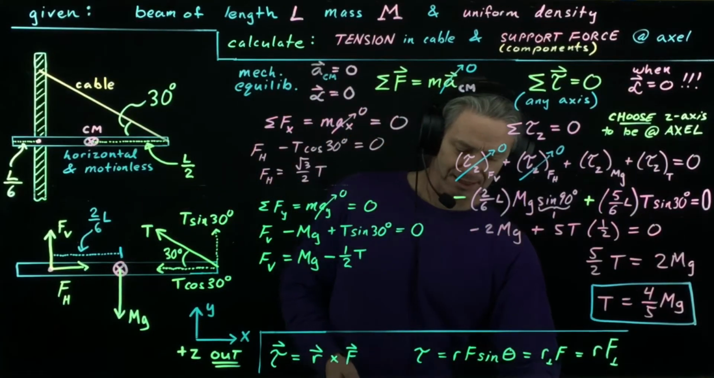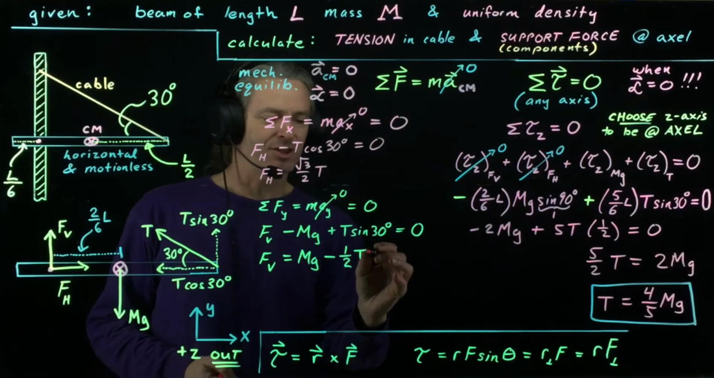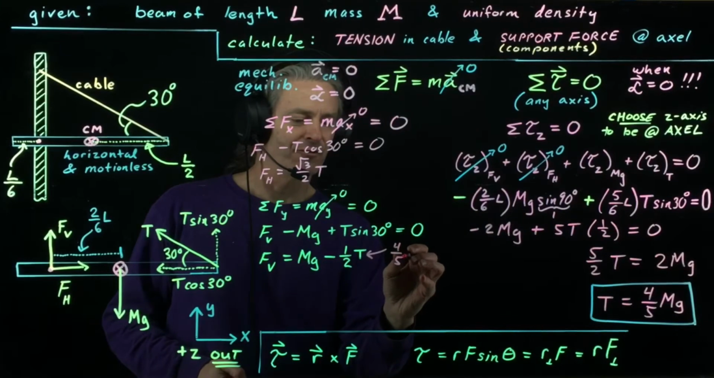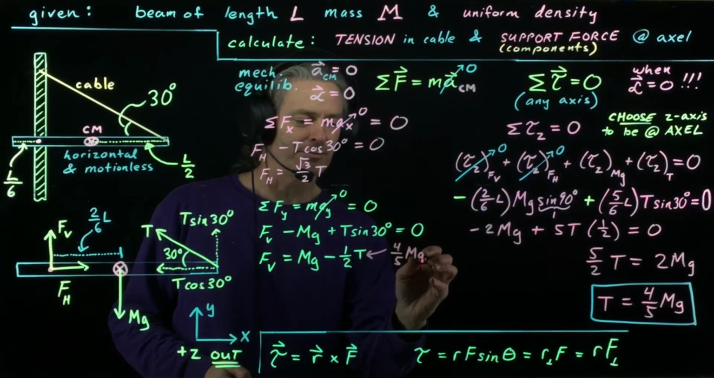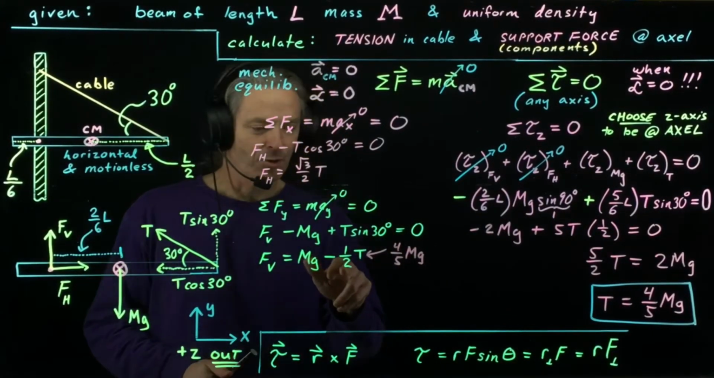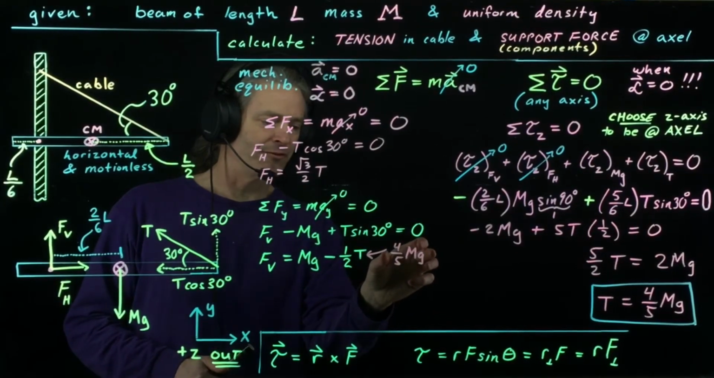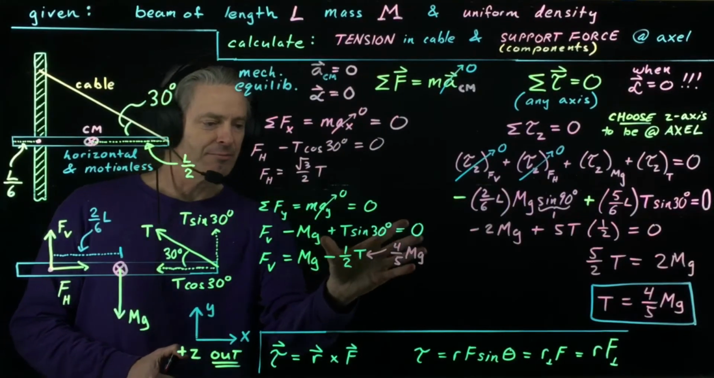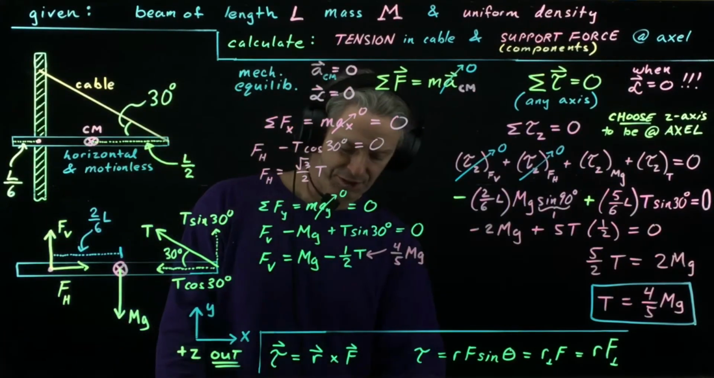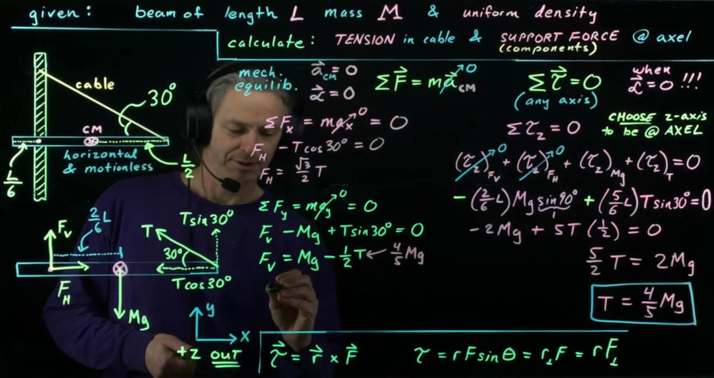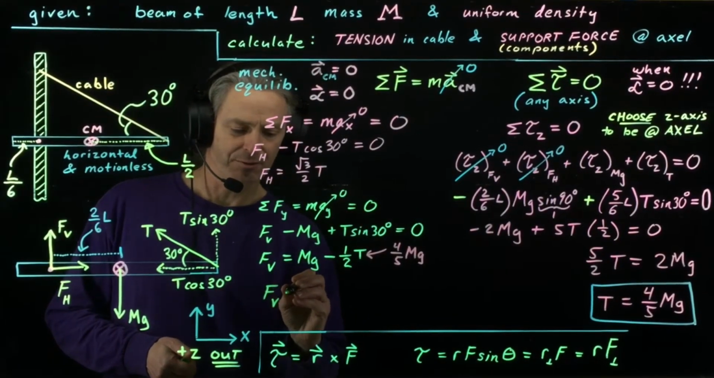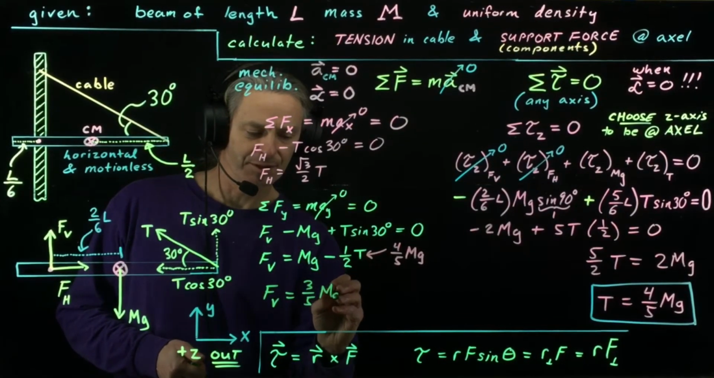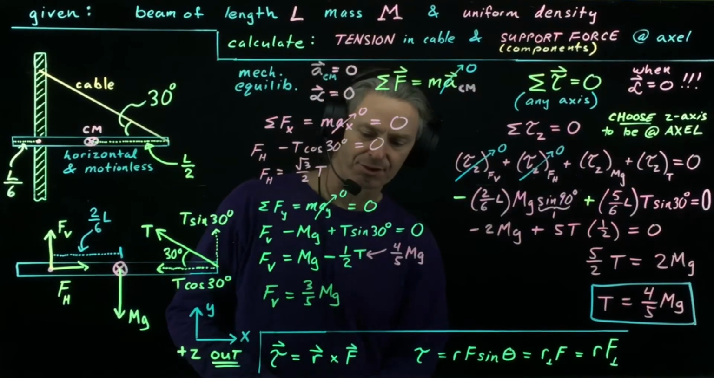Let's do that right now. So plugging in for the tension, this tension here is 4/5 times capital M times G. 1/2 times 4/5 mg will give us 2/5 mg. mg minus 2/5 mg will give us 3/5 mg. So F sub V will equal 3/5 mg, and another domino falls.